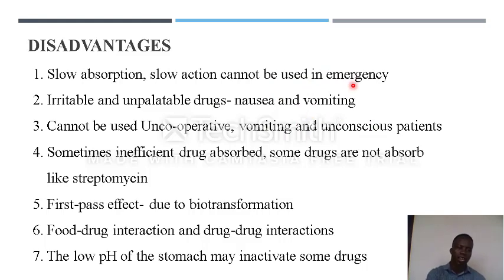The patient might die. Irritable and unpalatable drugs can usually lead to nausea and vomiting, and that is a disadvantage of oral drug administration. It cannot be used in uncooperative patients. When a patient is going for surgery, we can't serve a drug orally, and that becomes a disadvantage. With vomiting and unconscious patients, you cannot give a drug orally since they may vomit it out, and unconscious patients may choke if you try to administer a drug to them.